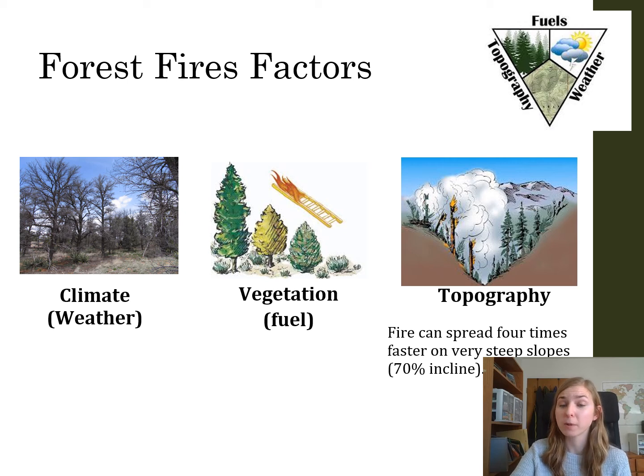Fire can spread up to 4 times faster up steep slopes. So when we have big steep ravines and the fire starts at the bottom of it, they can really spread quickly uphill. So safety tip: you never want to be above a fire, you want to be below the fire, because the fire can really rapidly spread uphill.